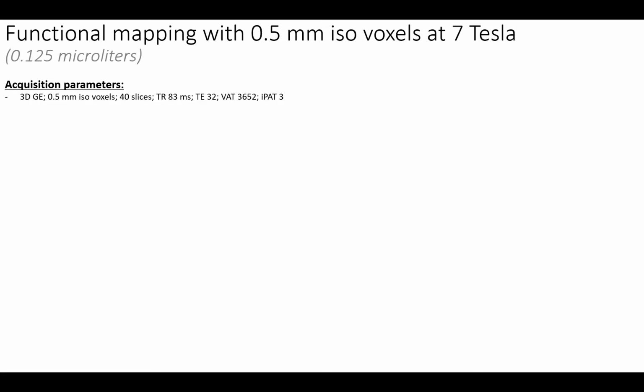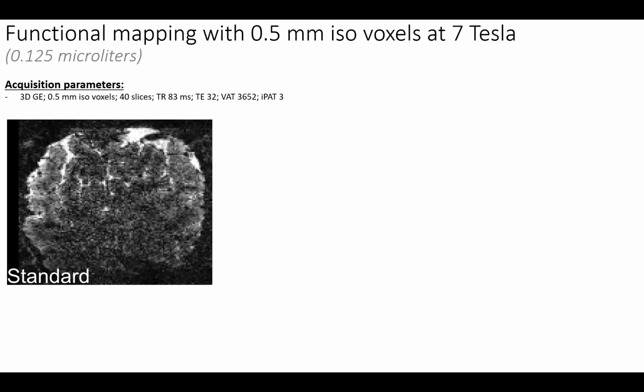And so to this end, we pushed the spatial resolution of our data. This is again 7T data, with 3D gradient echo, 0.5 millimeter isotropic voxels, with a volume acquisition time of about 3.6 seconds. And here's an example of a single image as it comes out of the scanner. So you can see this image is virtually unusable, highly thermal noise dominated. You can barely see any structure here in the middle of the brain.